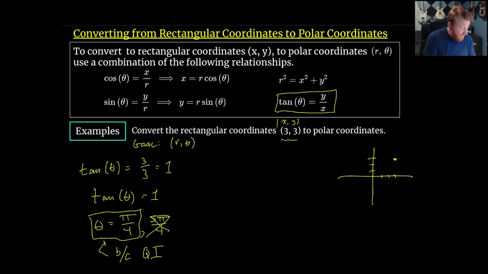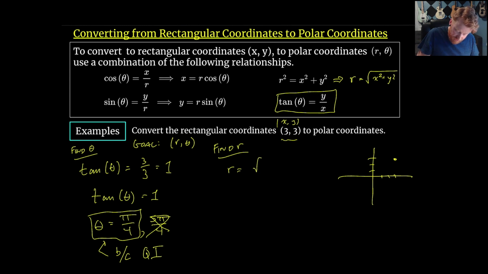Okay, now we've got our angle. We have found theta. And now we want to find r. To do that, we are going to look at this relationship here, and I could actually take the square root of both sides to get another form, that r is equal to the square root of x squared plus y squared. So that's what we're going to use.